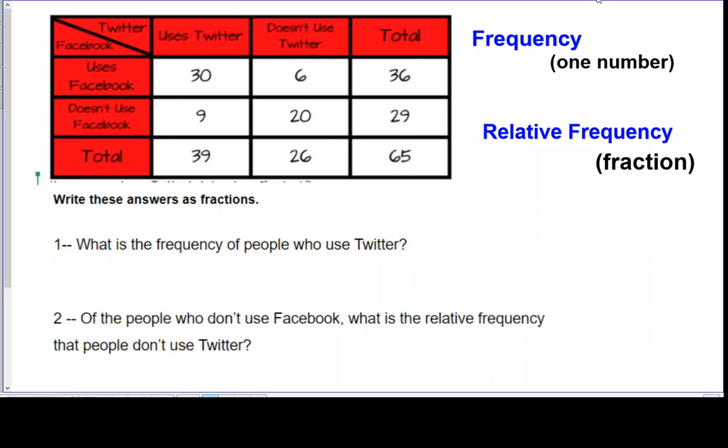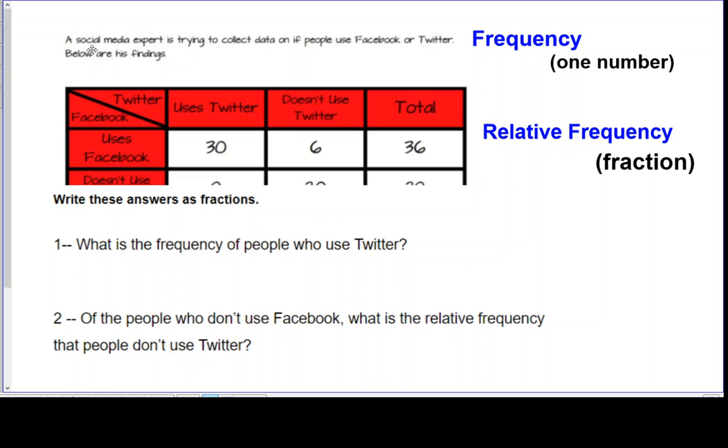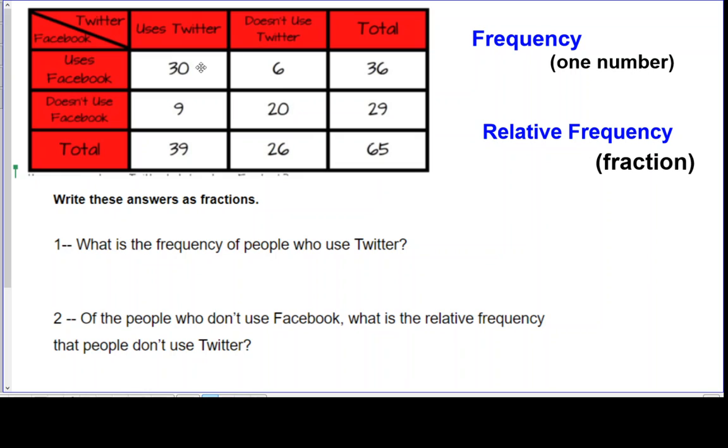So we have a two-way frequency table here. Notice the column is talking about people who use Twitter and people who don't use Twitter. It told us a social media expert is trying to collect data on if people use Facebook or Twitter, and below are his findings. So this column represents people who use Twitter, people who don't use Twitter, and then the rows, this row represents the people who said yes, they use Facebook, and these are no, they don't use Facebook.